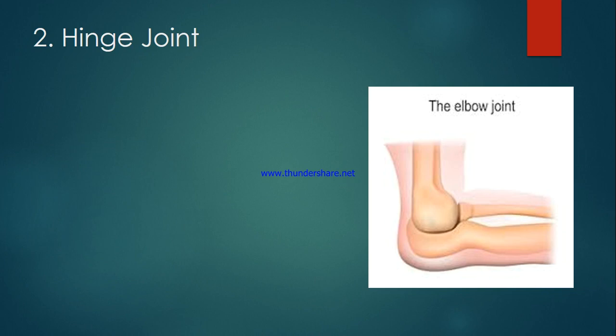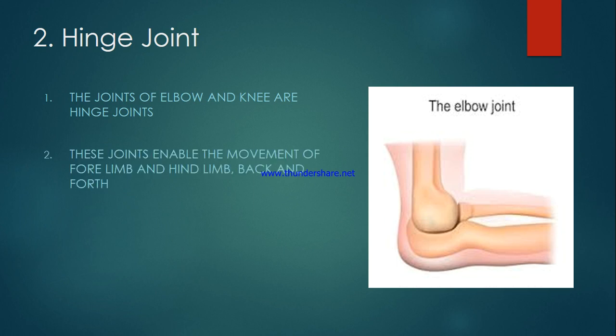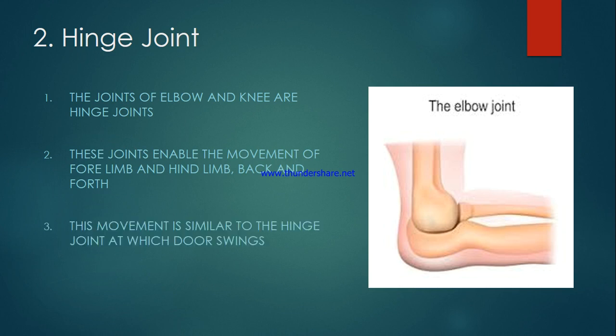The next freely movable joint is the hinge joint. The joints of the elbow and knee are hinge joints, and you can easily observe the hinge joint in the given diagram. These joints enable the movement of forelimb and hind limb back and forth. This movement is similar to the hinge joint at which a door swings.